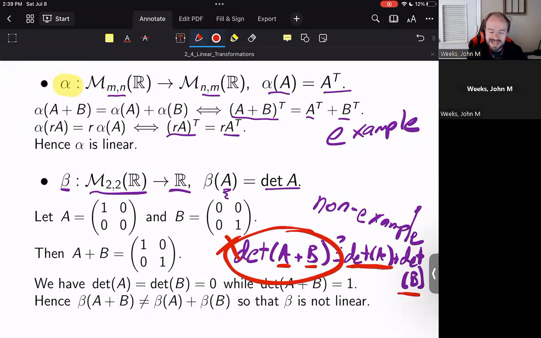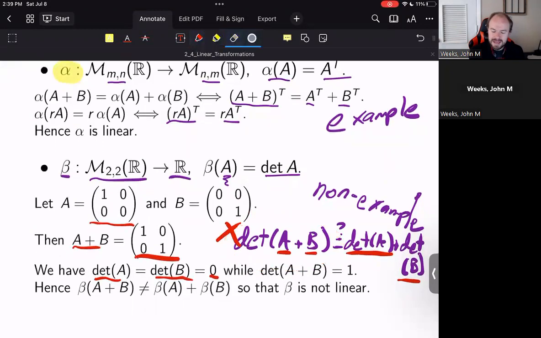What we're going to choose as A and B is the basis elements for M22, which is when you have a 1 in the top left corner and when you have a 1 in the bottom right corner, and zeros elsewhere in your two matrices. Now, A plus B is going to be the identity matrix, and the determinant of the identity matrix is 1. However, the determinant of any of the basis elements inside of M22 is going to be 0, while the determinant of A plus B is 1. So it cannot be the case that addition is preserved by taking this linear functional. So beta is not a linear functional.